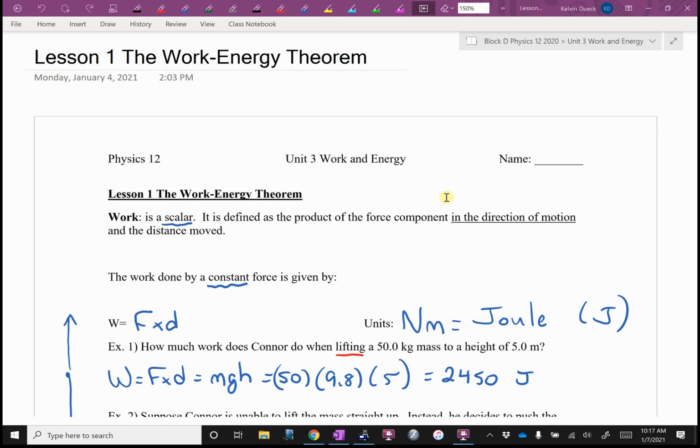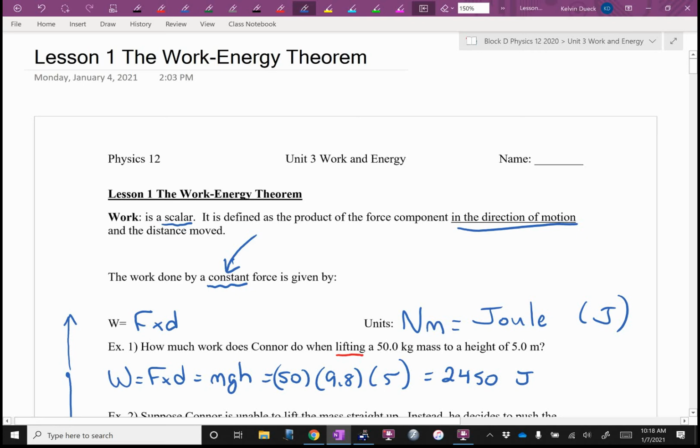So we said last day that work, you're going to end up today with 3 definitions of work. The first is that work is force times distance. That's the simplest definition, but there's conditions. It has to be a constant force, and it has to be in the same direction. The force and the distance have to be in the same direction.